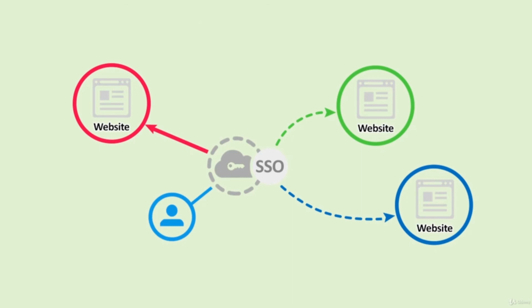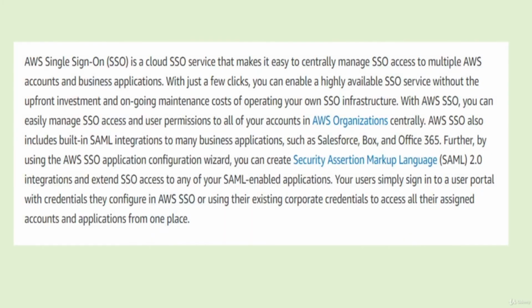So what is it? Suppose we have an SSO account associated with different websites and there's an admin account added to SSO. We need to sign in only a single time. And when we log in with that account, it will be reflected in other applications or websites at the same time. It makes it easy to centrally manage access to multiple AWS accounts and business applications with just a few clicks. You can enable a high availability SSO without the upfront investment and ongoing maintenance cost for operating your own infrastructure. So you can easily manage those things.